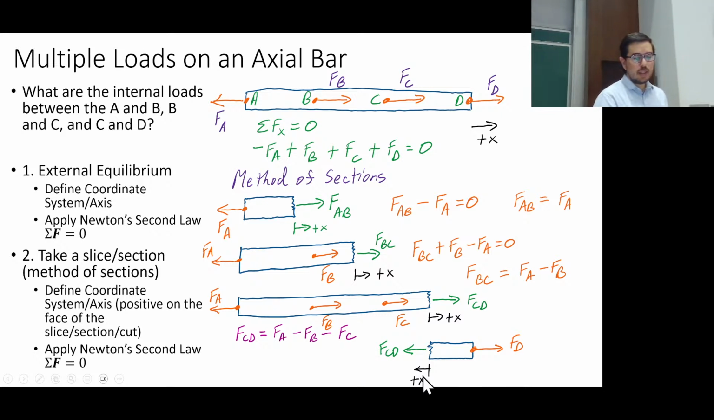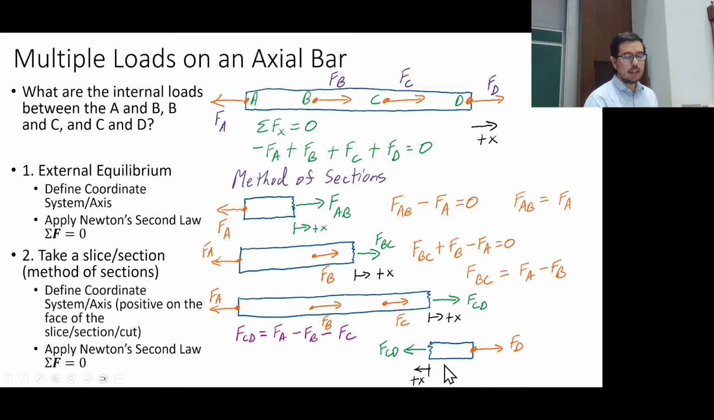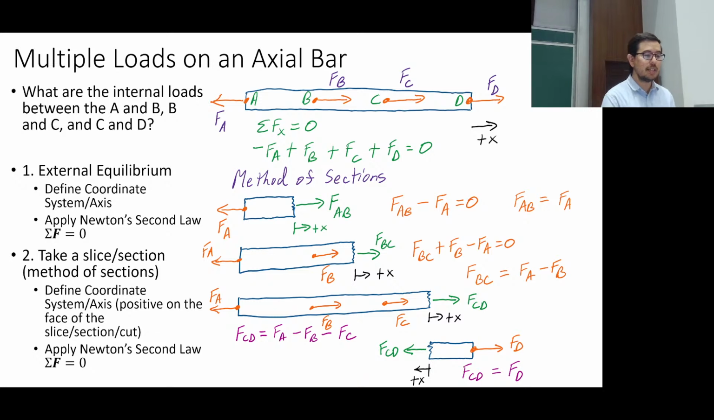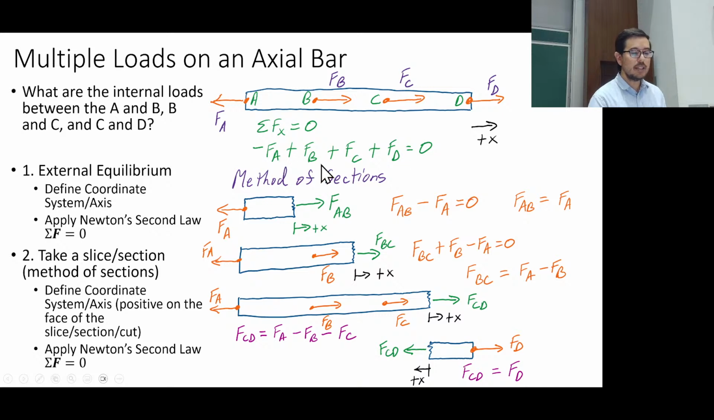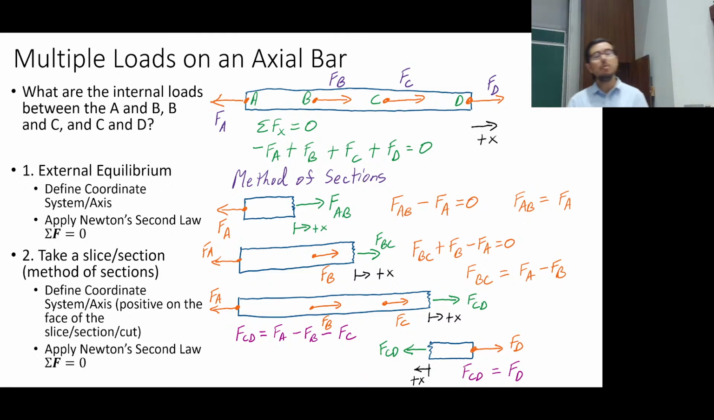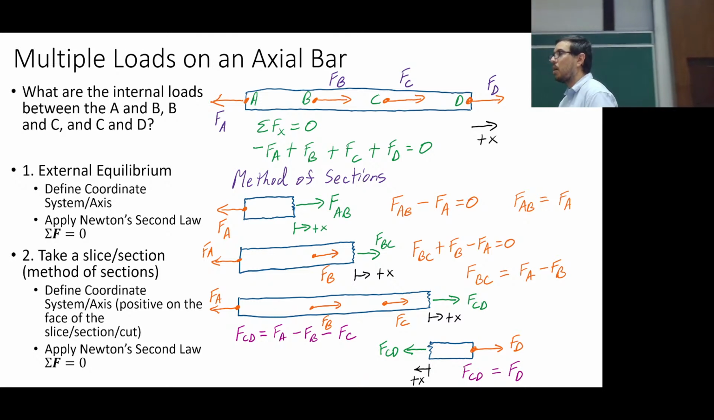So FCD in this case is just equal to FD. But you're like, wait, I said it was equal to FA minus FB minus FC. Well, what do you use? Boom. You go back to the external equilibrium at the very beginning. And we can see that FD is in fact equal to FA minus FB minus FC. Okay? So there are multiple ways to attack this type of problem.